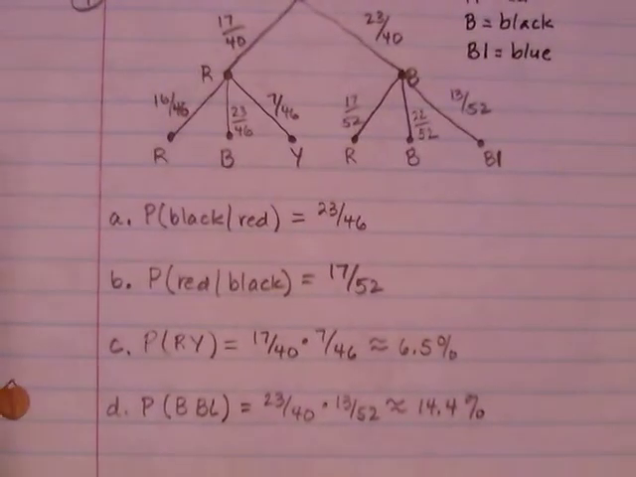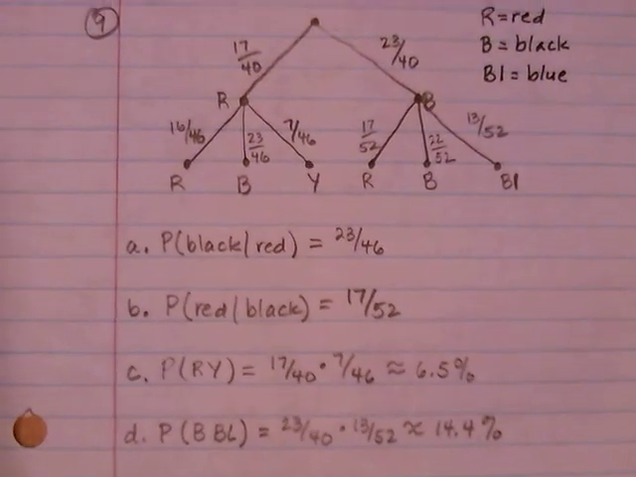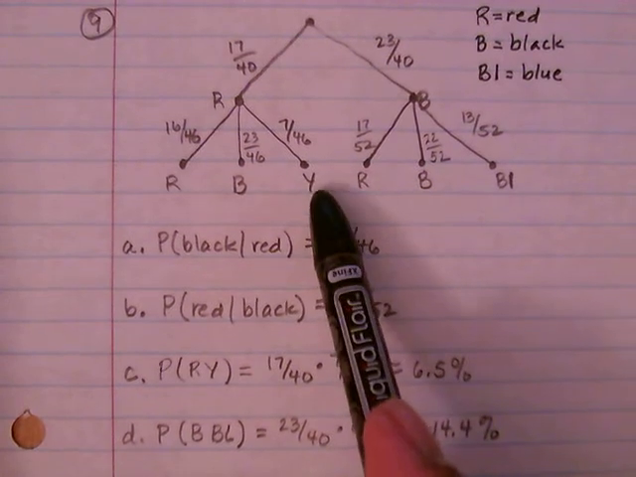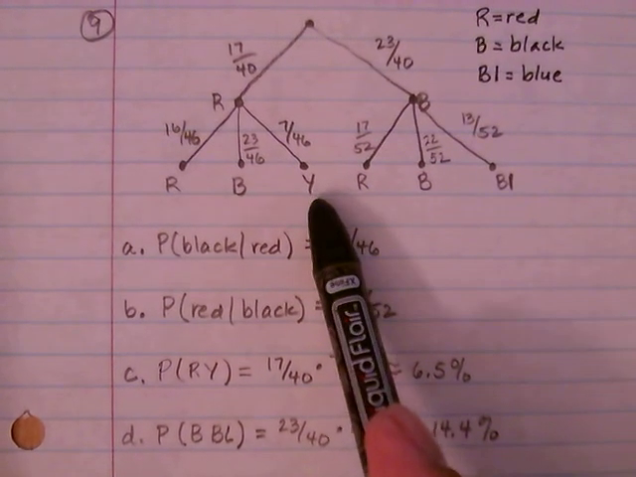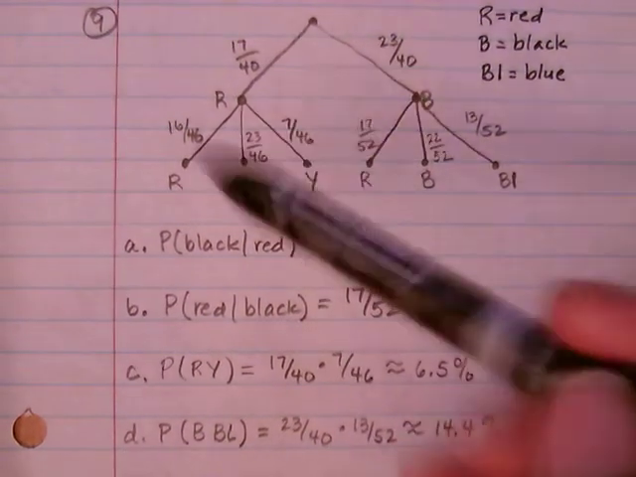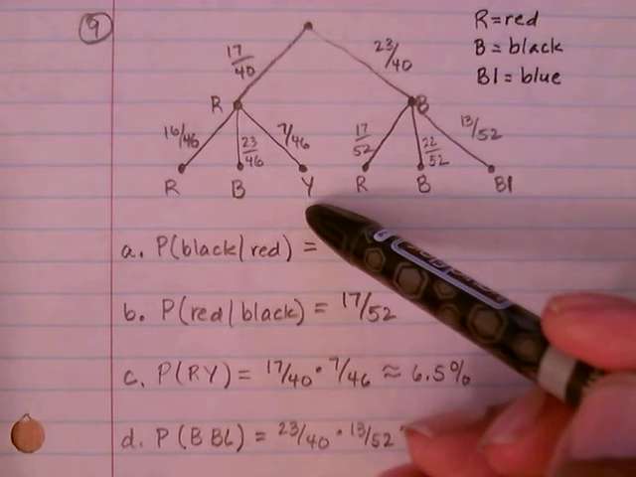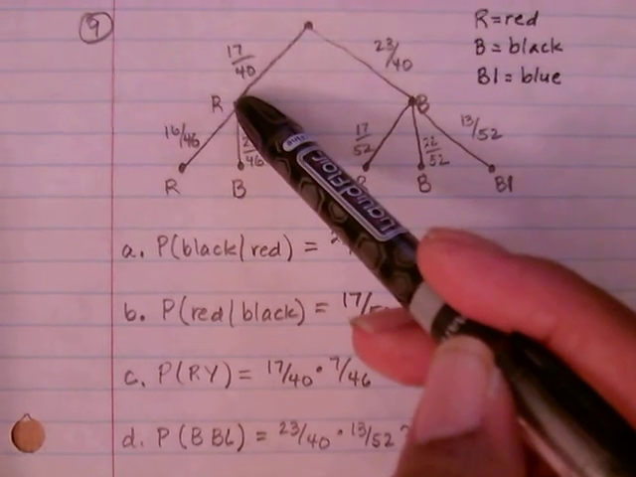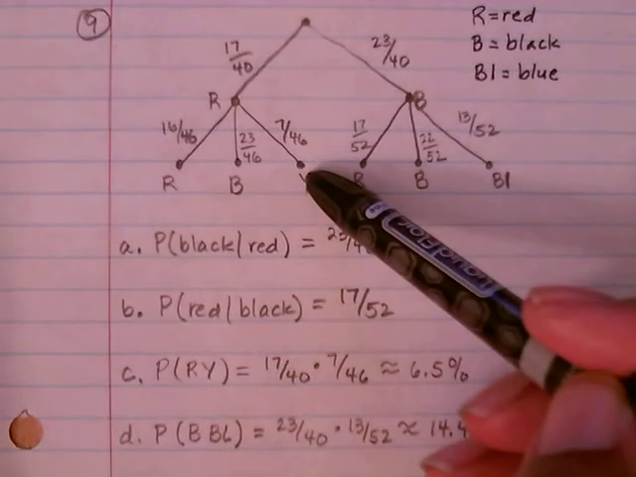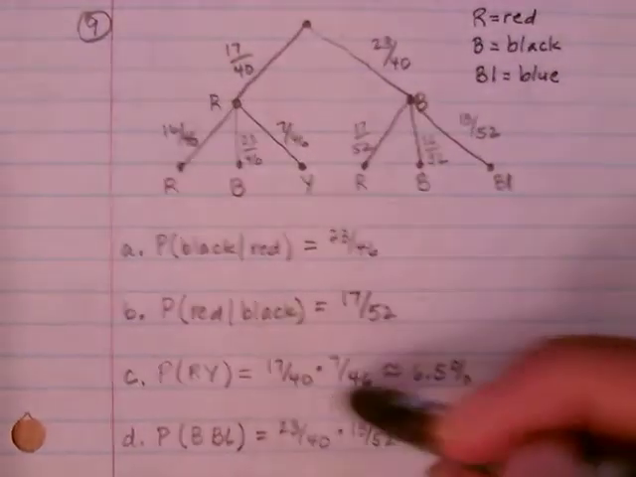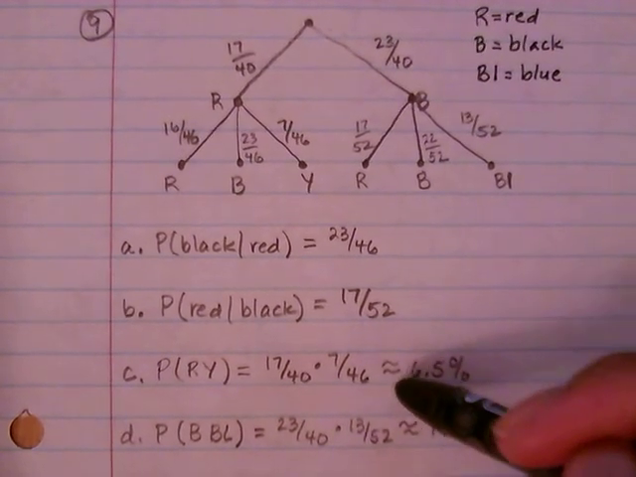And then C says that the second marble is a yellow marble. Well, if that second marble is a yellow marble, then that first marble that we selected has to be red. So this is 17/40 times 7 over 46. We just multiplied those respective probabilities here. Now, as a percent, I came up with 6.5%.